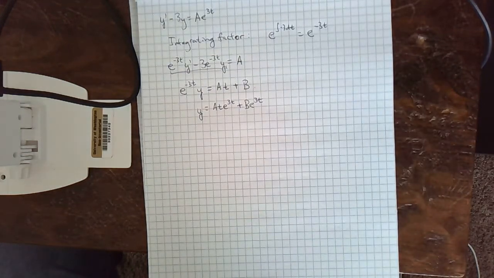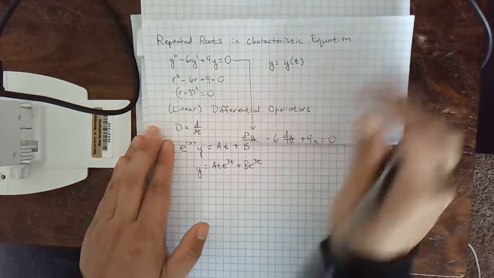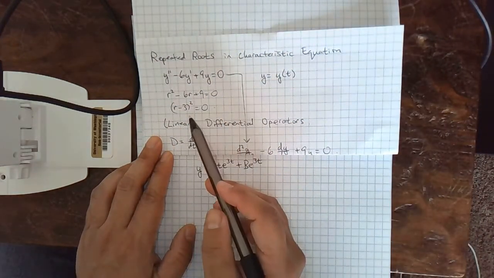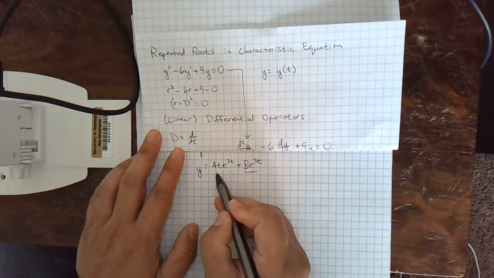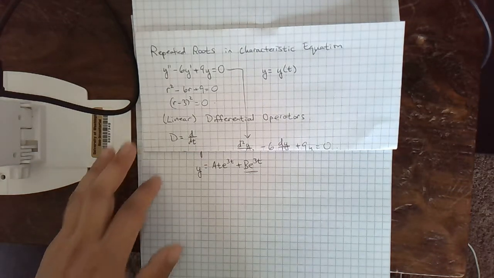All right, and then that is the solution to our original differential equation here. So that was interesting. When we got repeated roots, 3 and 3, we expected this term. We didn't expect this term. This had an extra t in it. So that's what showed up.